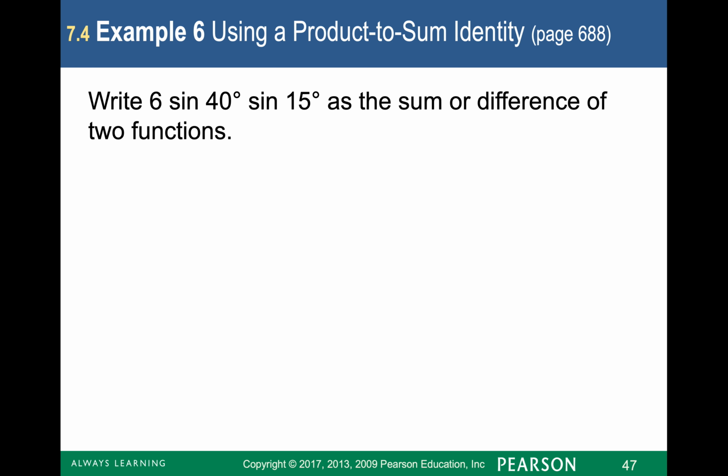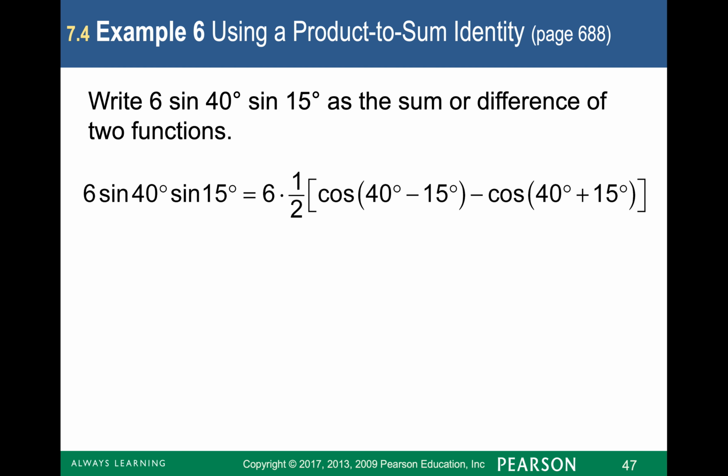So now let's take a look at applying a few different types of word problems. Write 6 sine 40 sine 15 as a sum or difference of two functions. I know that I can make this cosine of 40 minus 15 minus cosine of 40 plus 15 to be able to get 3 cosine of 25 minus 3 cosine of 55. So I'm using those sum or difference identities to be able to form them.